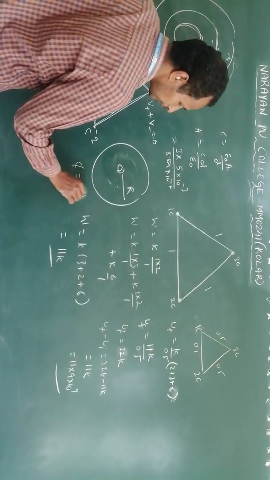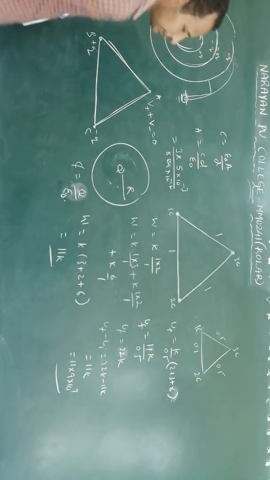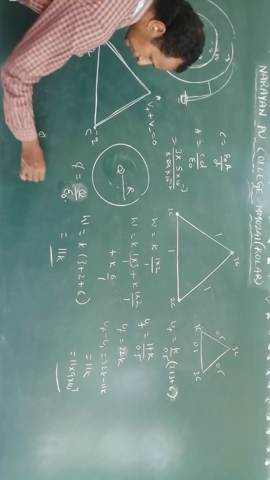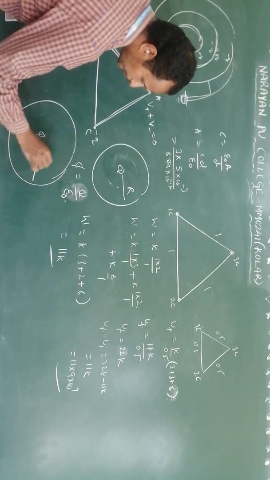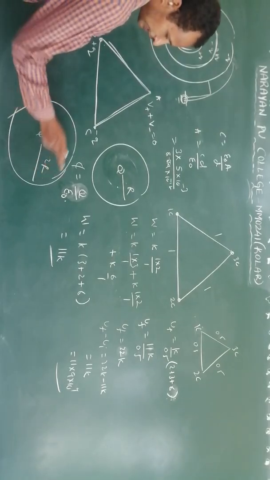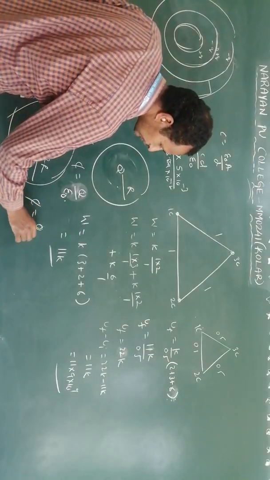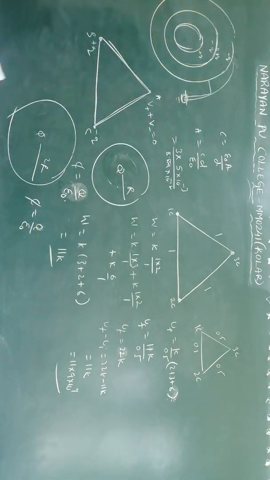Q by epsilon naught, right? Now the radius is doubled. Q as it is, made it big. Again, 2r radius Gaussian surface encloses the same charge. Flux remains same. Clear?